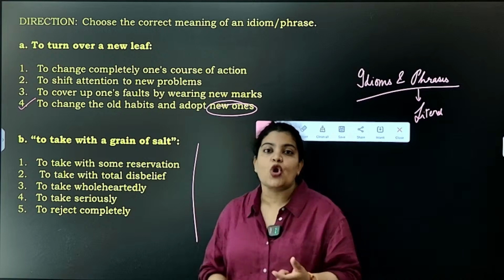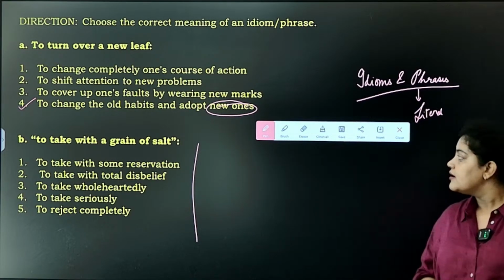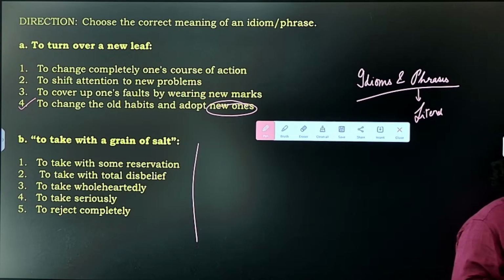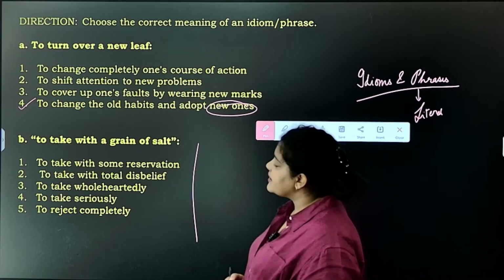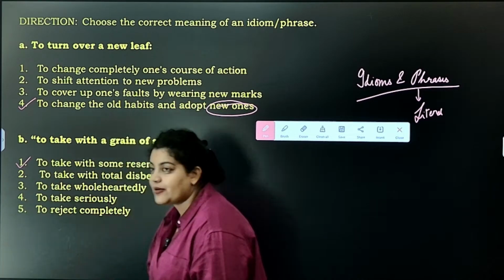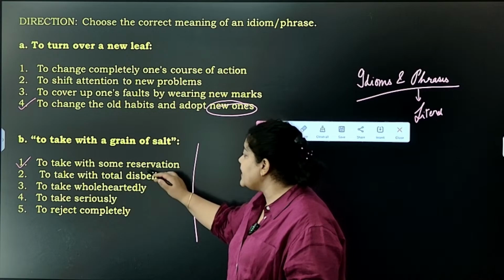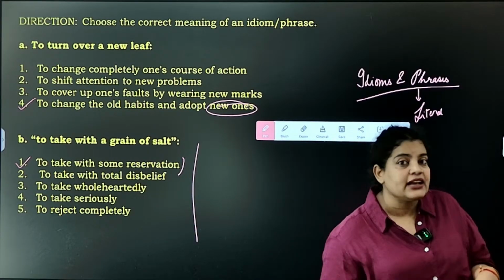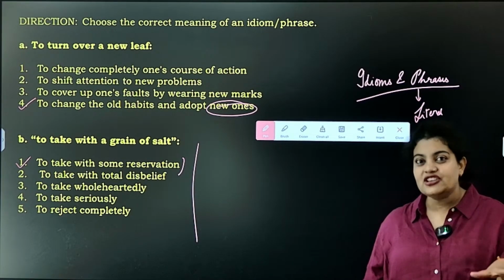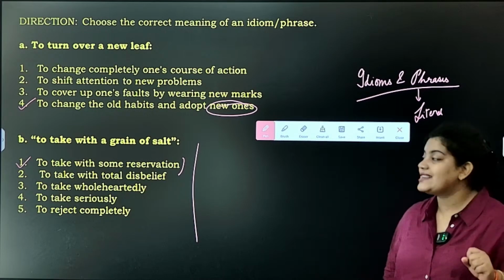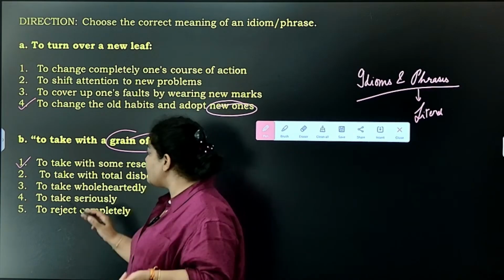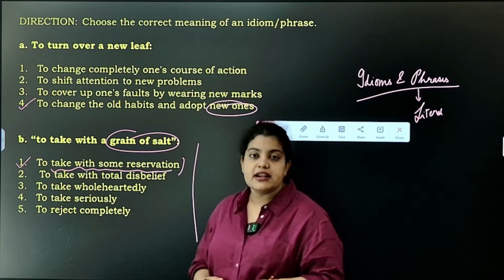To take with a grain of salt, what's the meaning? Let's see what this is, okay? The correct answer to this question is 1, okay? To take with a grain of salt is to take with some sort of reservation. I mean, like you're not fully convinced about it, you're a little bit skeptical about it, you're doubting, okay? Matlab you're not very sure कि ये सब सही चल रहा है, okay? You have that skeptical thing in your mind, so that is to take with a grain of salt. मतलब थोड़ा सा मेरे दिमाग में वो है, right? So to take with some sort of reservations, right?